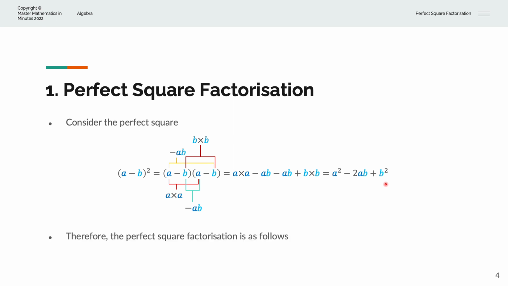Therefore, the perfect square factorization is as follows, with a squared minus 2ab plus b squared, which is this term here, equals (a minus b) multiplied by (a minus b), being this term here, and that equals (a minus b) squared, which is this term. So all we've done is rewrite this line backwards. When you're given a squared minus 2ab plus b squared, you can factorize this to be (a minus b) multiplied by (a minus b), or (a minus b) squared.